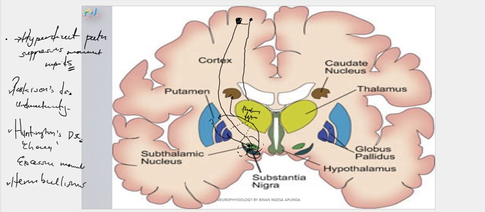So if appropriate, through the red nucleus, you remember the rubrospinal, it can just spread that information down the spinal cord and again interact with the lower motor neurons.